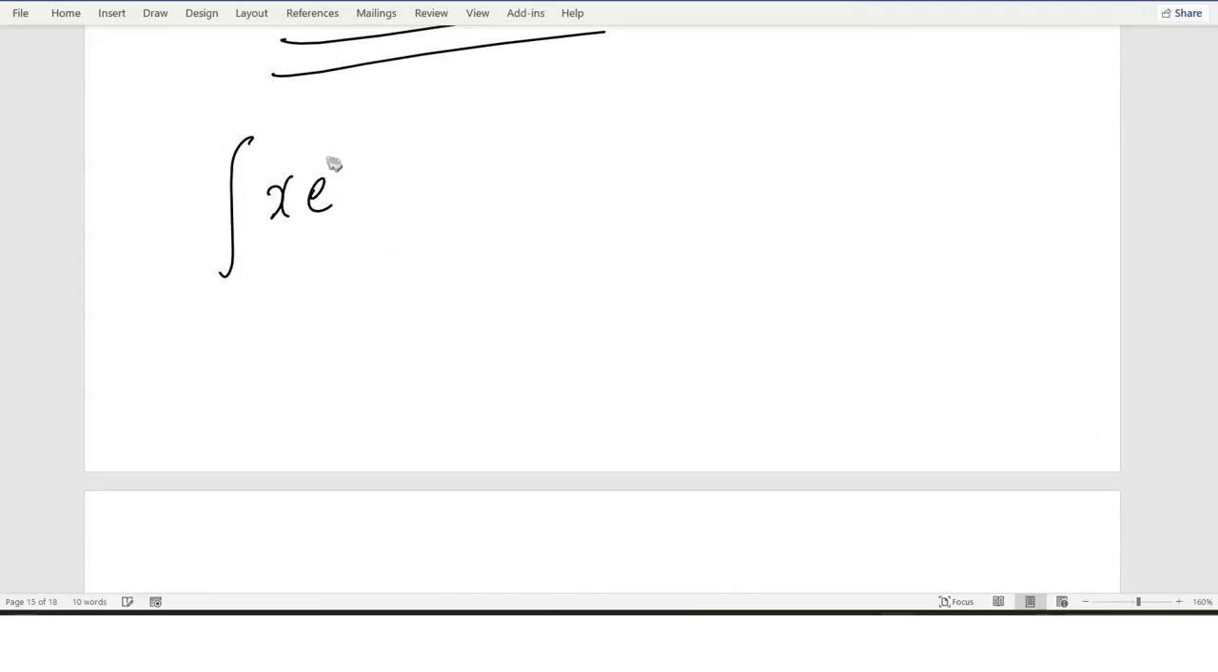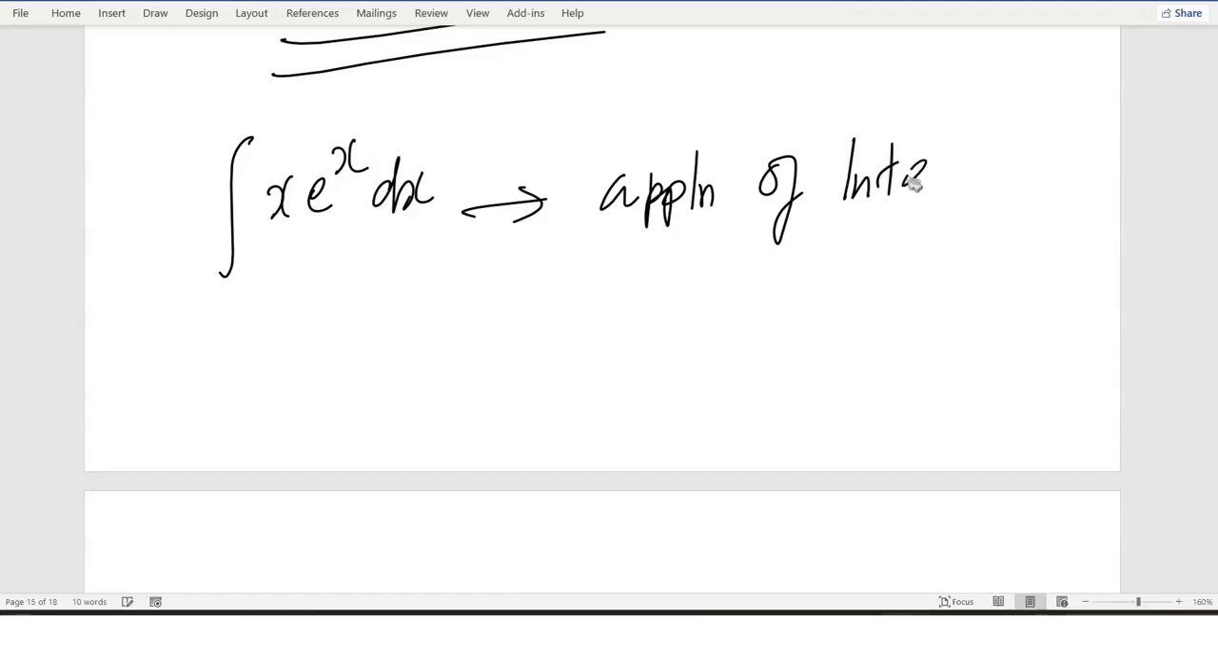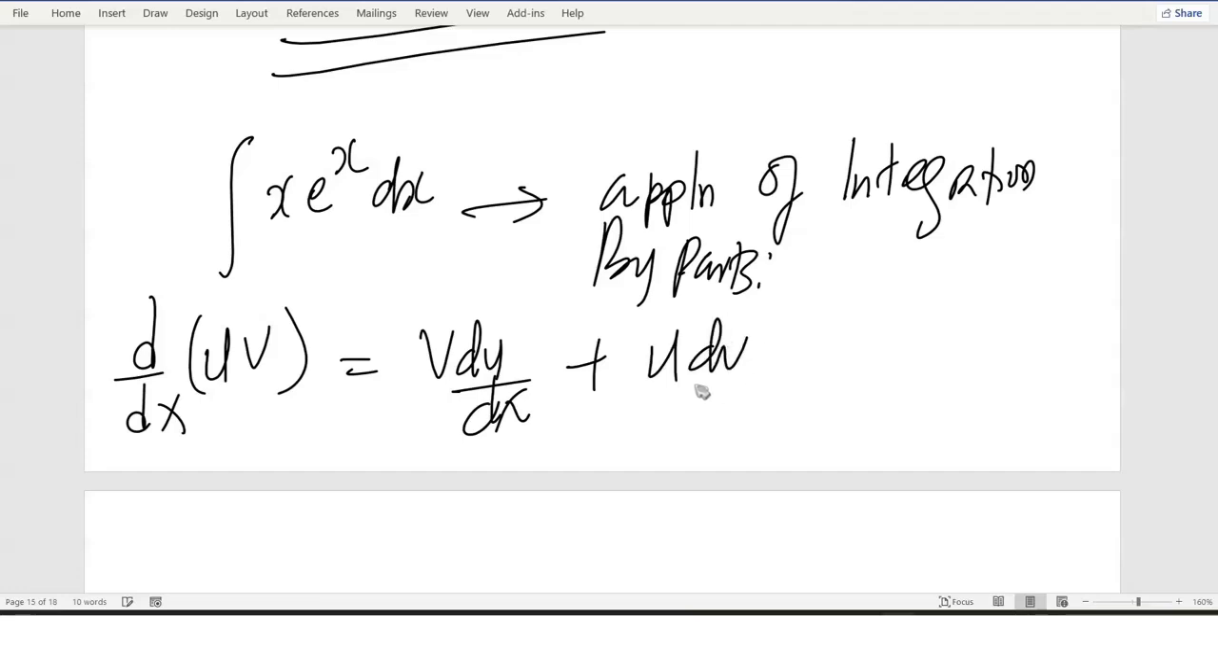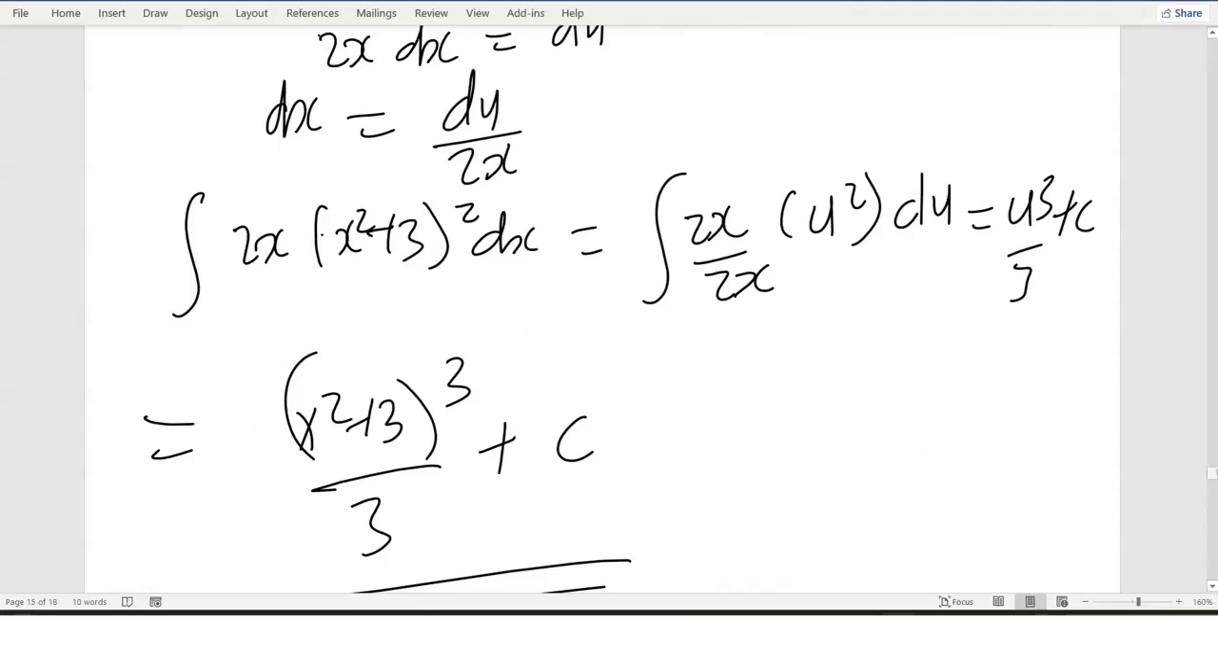Now, let's look at integrating x exponential of x with respect to x. This is an application of integration by parts. Integration by parts, this is actually where it comes from: you have uv. If I differentiate uv with respect to x, I'll have v du dx plus u dv dx. So that is the product rule.